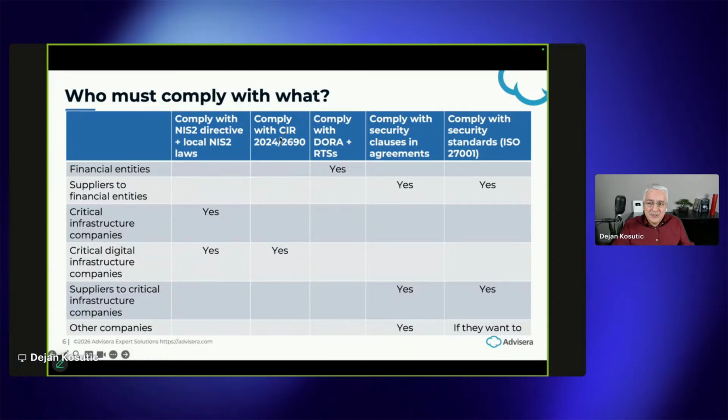Then related to NIS2, there is also CIR 2024/2690. CIR stands for Commission Implementing Regulation, and it is valid only for critical infrastructure companies that are classified as digital companies. Without going into details, NIS2 specifies 18 sectors, and out of these 18, only 3 are digital sectors. So if your company belongs to any of these 3 sectors, then it also has to comply with CIR 2024/2690.